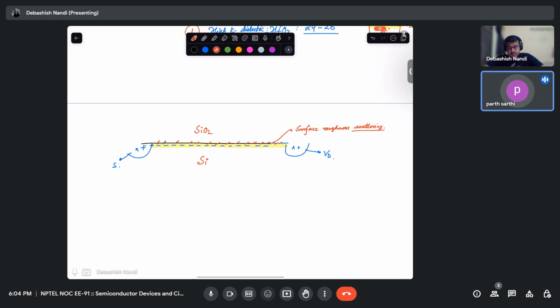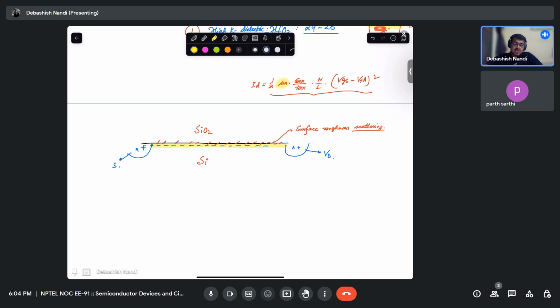ID. Drain current. Drain current is half mu n C EOX over TOX, W over L, (VGS minus VTH) whole square. Which parameter among these? Mu n. Exactly, mobility. Mu n will get affected. So when we discuss the first order model, we take these all as constants, but these are not actually constants. This changes with the fabrication process and how you are interplaying with them.